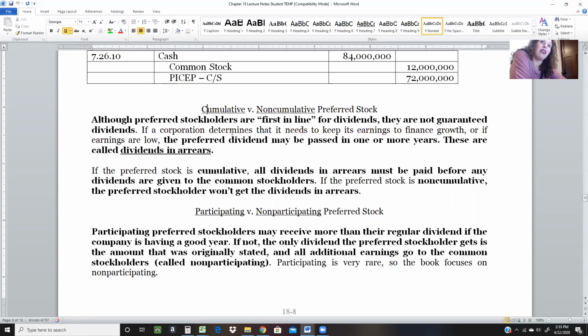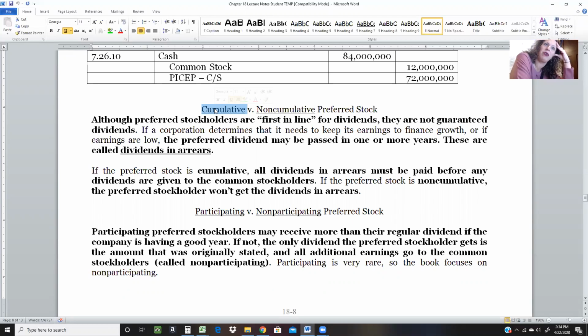Cumulative means that as the years pass, if a dividend is not paid, it accumulates. Preferred stock that has a preferential treatment with dividends will have a stated dividend rate. Those dividends can be cumulative or non-cumulative. The most common is cumulative. What that means is that if a year passes and they don't pay a dividend, then the next year, you kind of owe them 2 years of dividends.